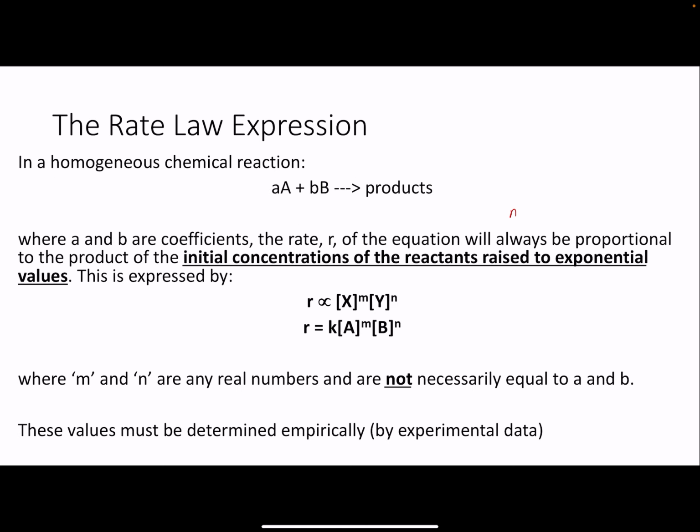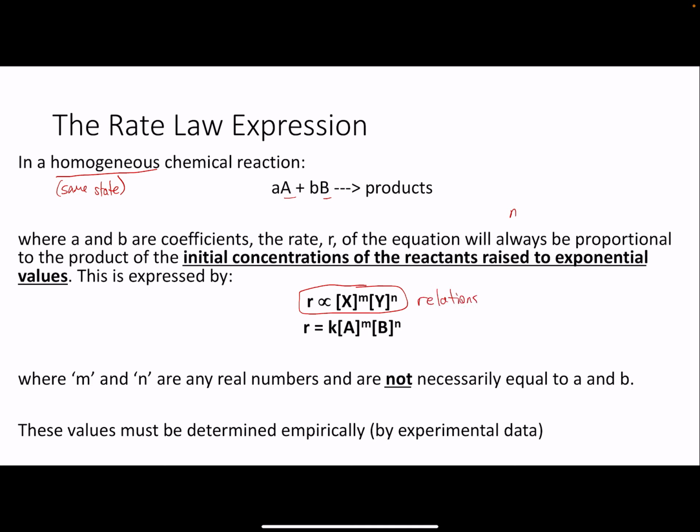So for any homogeneous chemical reaction, homogeneous means that everything is in the same state. Those are the systems that we'll look for. When that's not the case, it complicates it a bit. We've got reactants A and B, and their coefficients in a balanced equation are little a and little b. To determine what the rate is, we say that the rate is proportional to the concentrations.